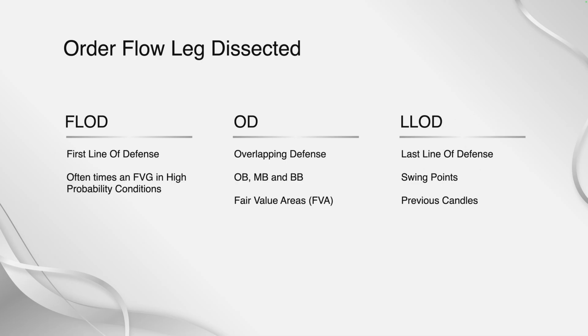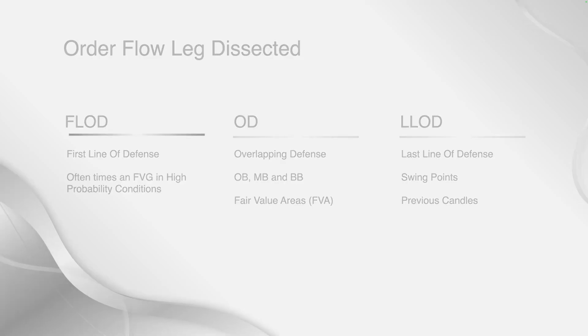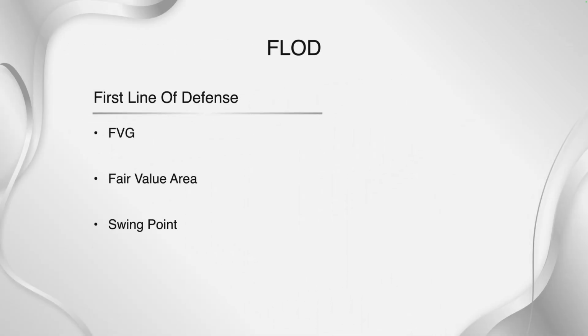Again, does that mean that that is the exact order and it can't change? No, that's what we're going to go over right now. If we want to understand the first line of defense, then we need to understand what a first line of defense can be. What we are seeing right here is a hierarchy, meaning in high probability conditions, so the best trading conditions that you will have, the fair value gap that we see at the top is always going to be the first line of defense.